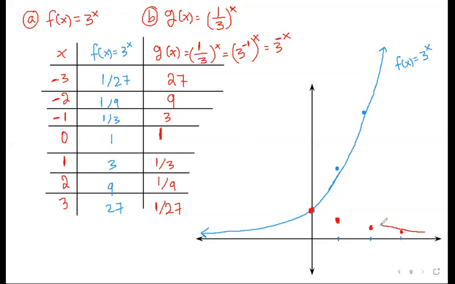So the graph would be something like this. And the same thing for the other side: minus 1 and 3, like around here. Minus 2 and 9, around here. And again, the last point around here. So the graph will be something like this.